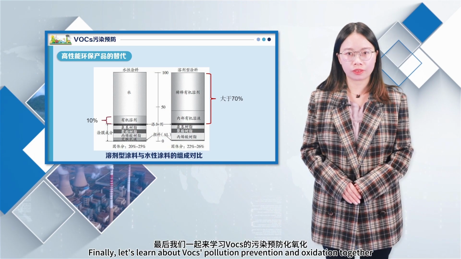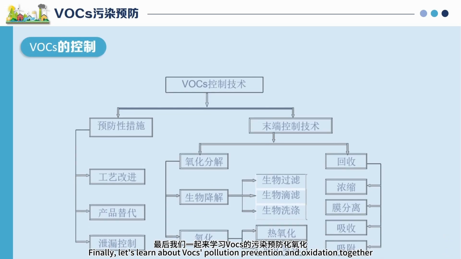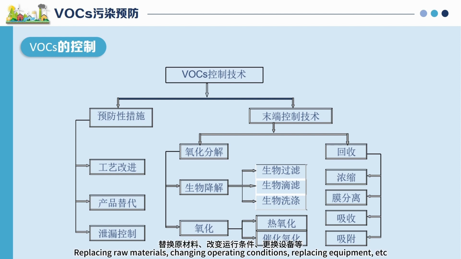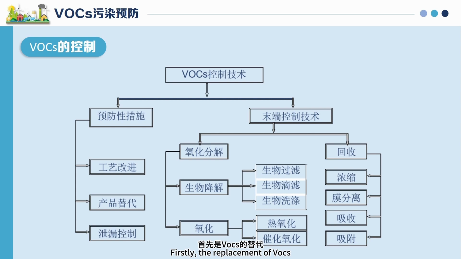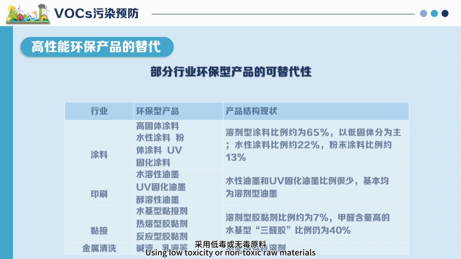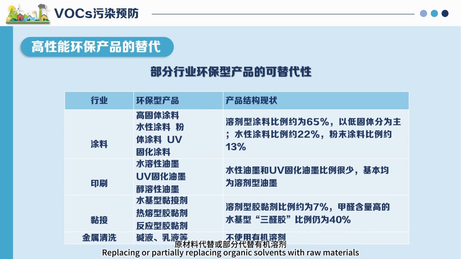Finally, let's learn about VOCs pollution prevention and control together. VOCs control technology can be divided into two categories: preventive measures focused on preventing leakage, replacing raw materials, changing operating conditions, replacing equipment, etc., and control measures mainly focused on end-of-pipe treatment. Firstly, the replacement of raw materials: using low toxicity or non-toxic raw materials to replace or partially replace organic solvents, ensuring no or minimal discharge of harmful VOCs, is an effective way to reduce such pollution.